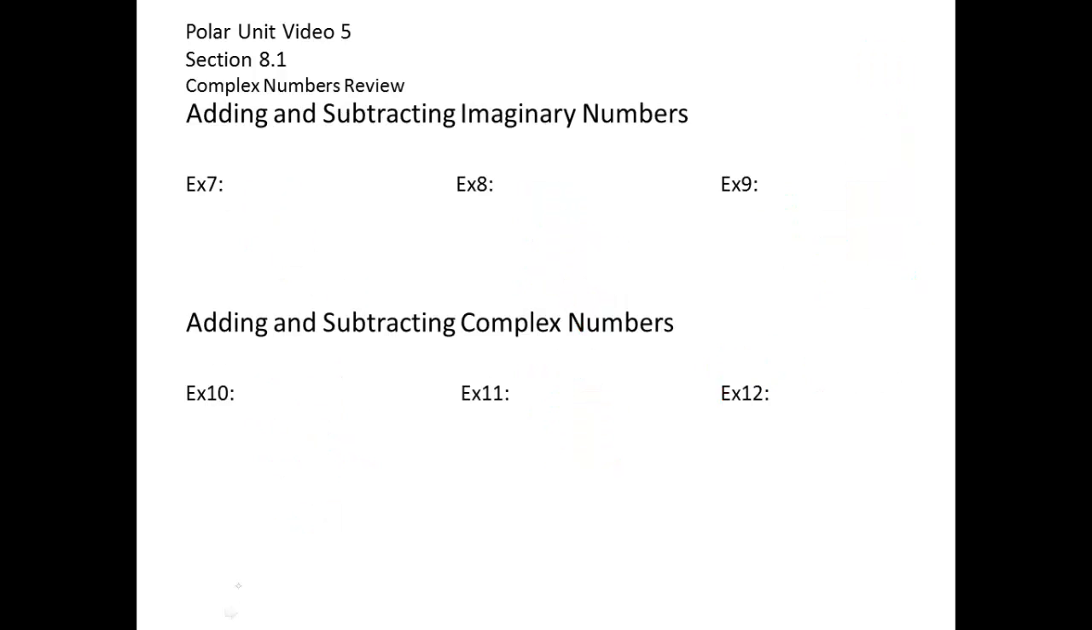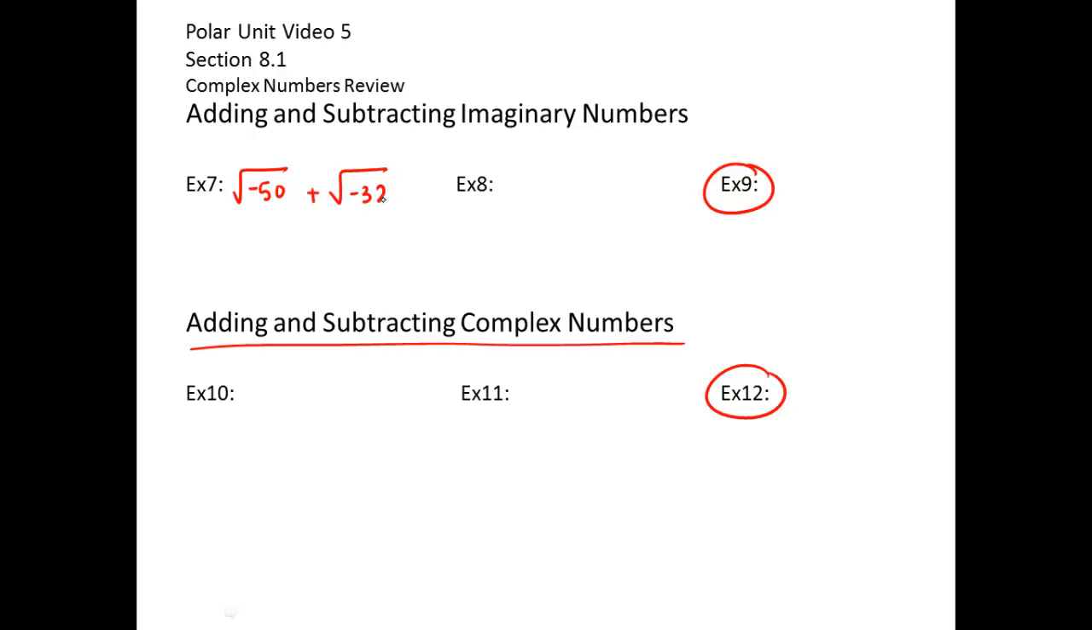All right, example number 7. I'm going to be adding and subtracting some imaginary numbers. Now that's different than adding and subtracting complex numbers. So I'm going to leave number 9 for you, and on this page also number 12. Example number 7 is the square root of -50 plus the square root of -32.